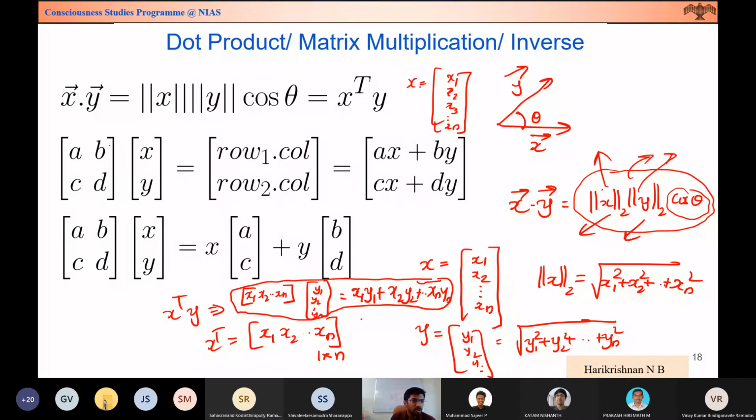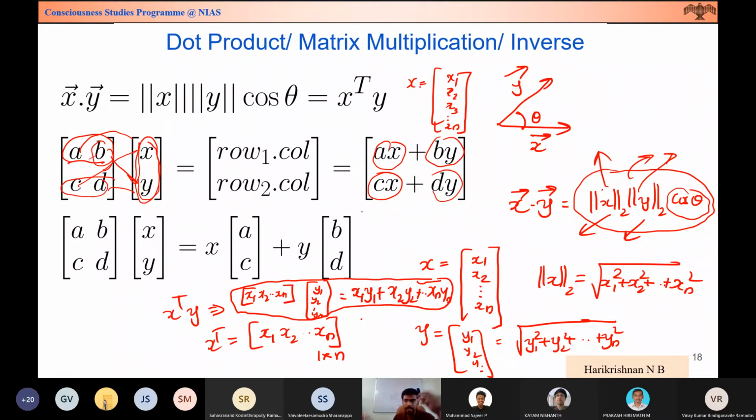Now the matrix vector multiplication. The common notion of matrix vector multiplication that we learn in school and engineering first year is first row times the first column, which is nothing but the dot product that I have defined here. So it will be ax plus by. Then row 2 times again this column x, y: cx plus dy, and you add it up.